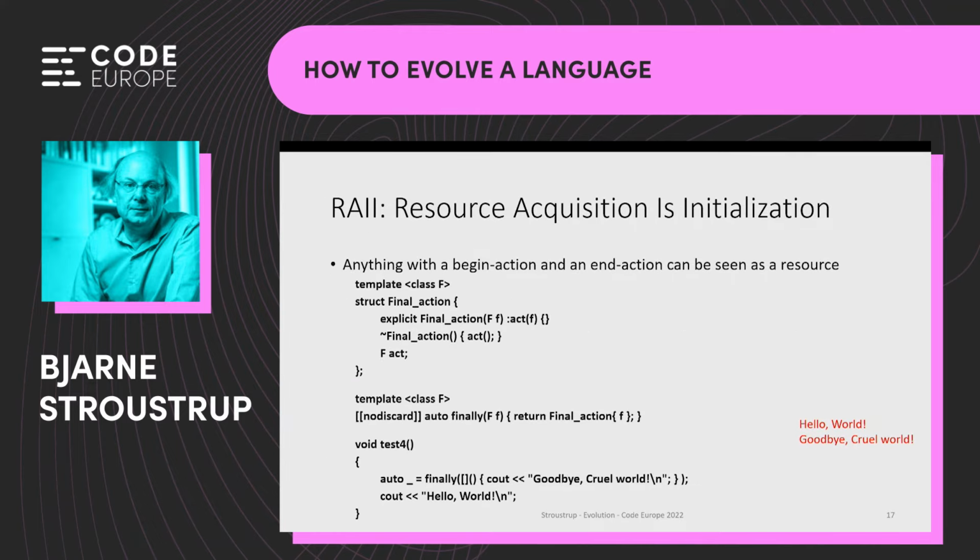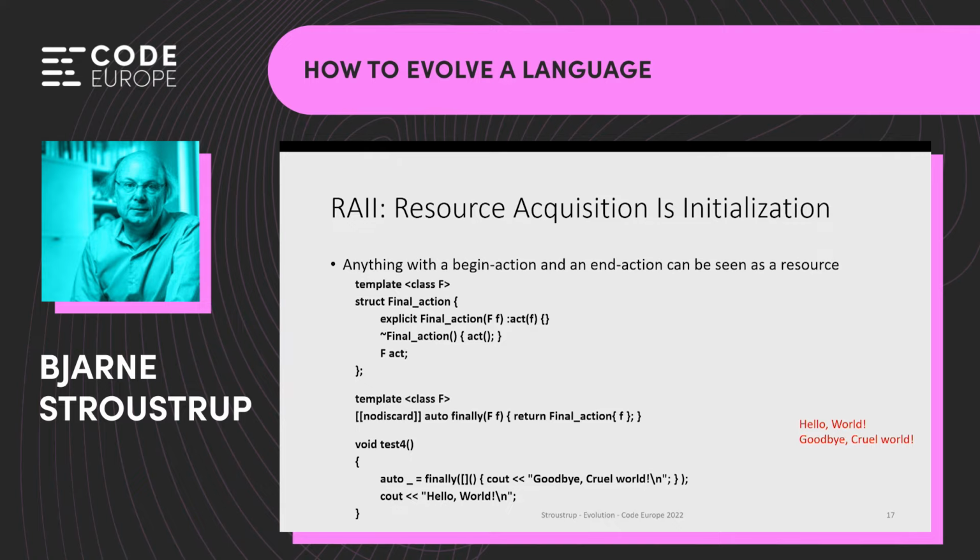Okay, here's an example of a resource that's not so conventional. I have some here that's a final action. Basically, it takes an action, stores it away. And the constructor stores it away, the destructor calls it, and so I can have a function that makes one of these things, and then what I can do is use it like that.